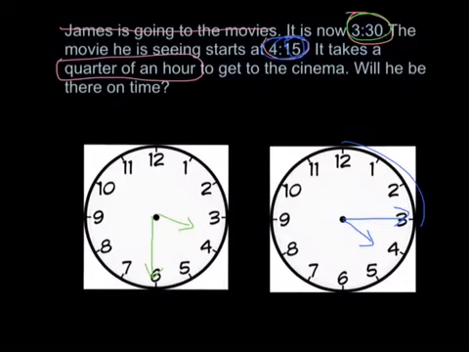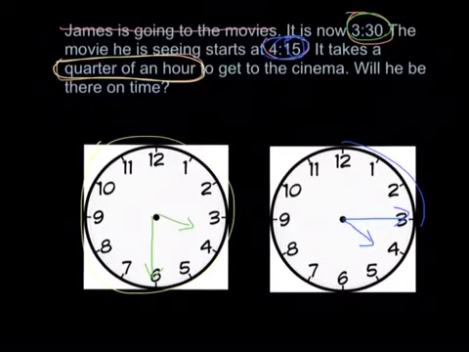Now, this next bit of information, where it says it takes a quarter of an hour to get to the cinema. If it's now 3:30 and it takes a quarter of an hour, we need to know what time that is. So let's divide this clock into quarters and see if this hand was to move a quarter of the way around the clock, it would then be on the 9. Okay? If he needs to be at the cinema by 4:15, is he going to be there on time?